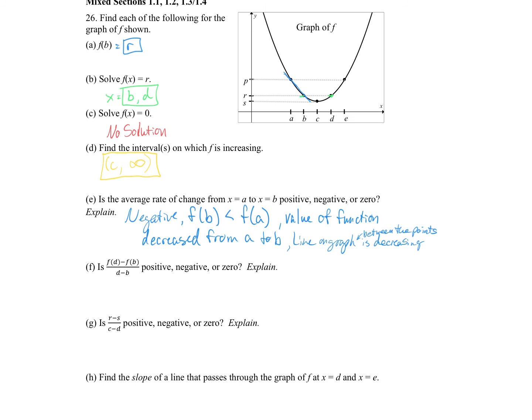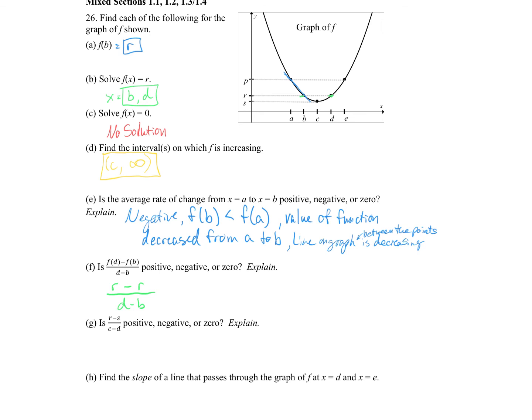Ooh, look at that. Okay, so let's plug that in. So f of d is r, right? So we have that in here. f of b, the y value at b, is also r. So we're going to plug r in for both of those values because each one of those is equal to r. And on the bottom, we have d minus b.